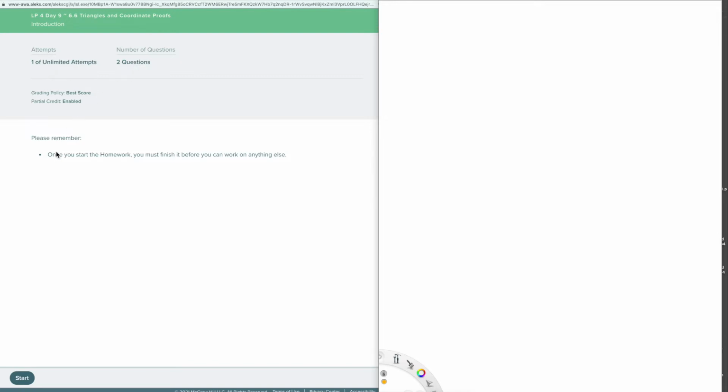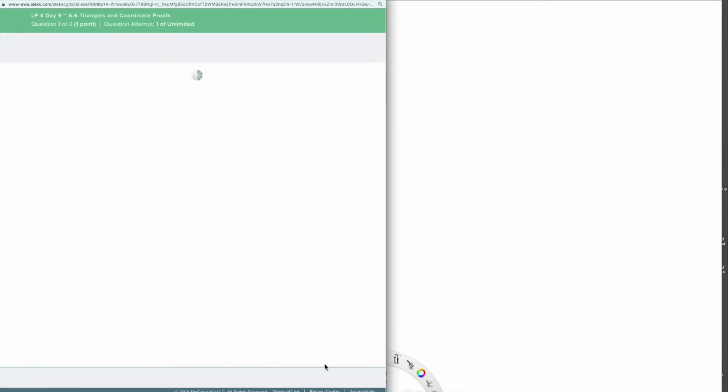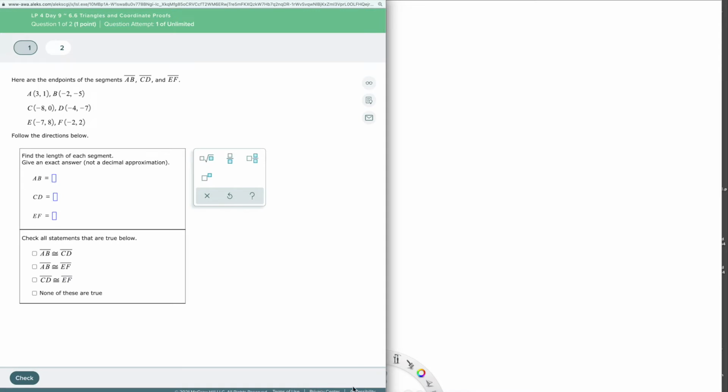Please remember, once you start your homework, you must finish it before you can work on anything else. What that means is once I click start, down the bottom right corner here, there is going to be a submit assignment button on your student side. I know it's not here on the teacher preview, but it will be on your student side. And that does two things. Number one, when you click that button, it stops the whole system from locking you out of all your other assignments, just like that first screen said.